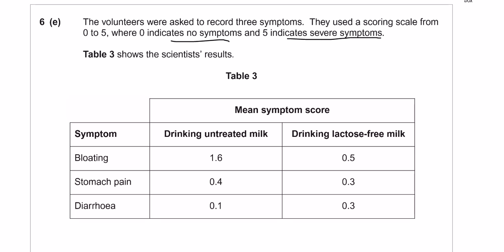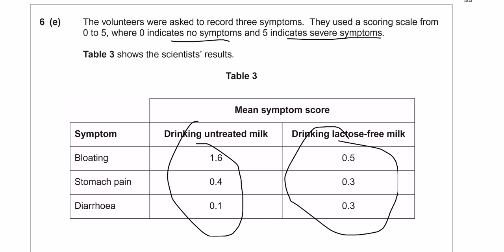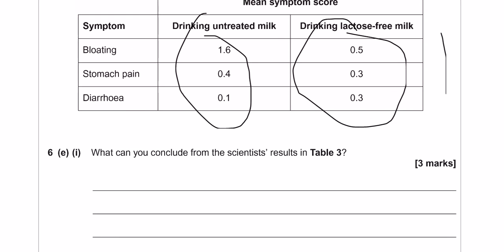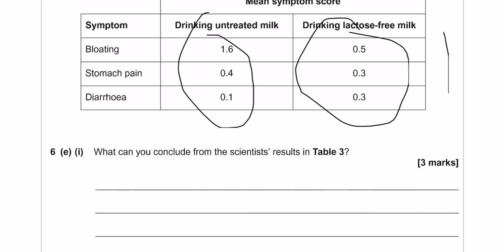And that's a real key thing there. The differences are so small that if you were to do a statistical test, they wouldn't be significant. That's the first thing I'd be thinking about when comparing the two. That's how my brain would work. So it says, what can you conclude from the scientists' results in table 3?